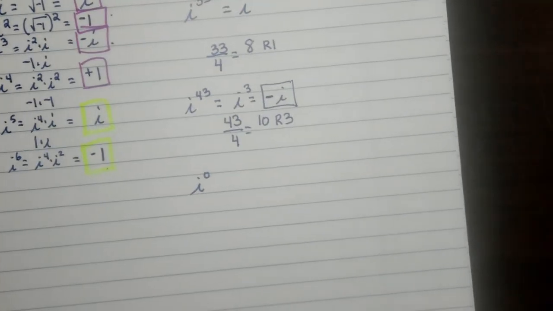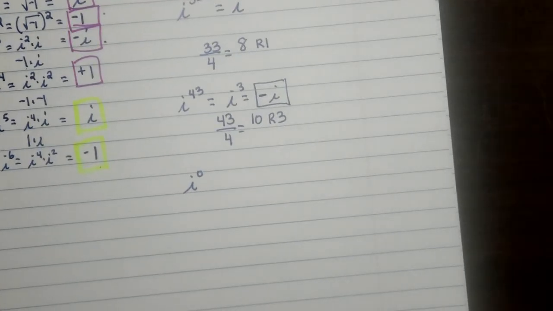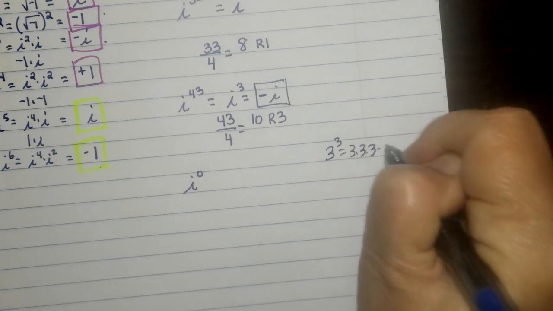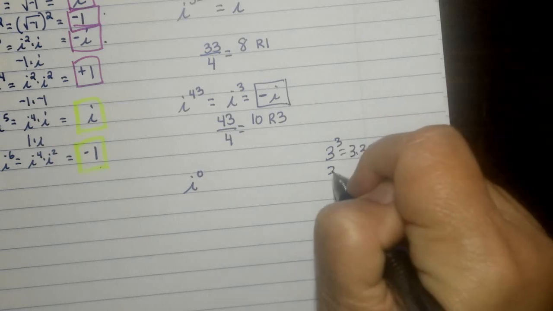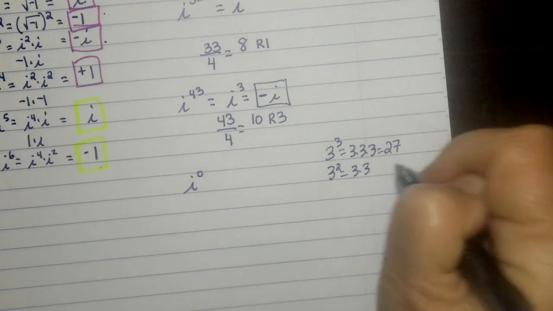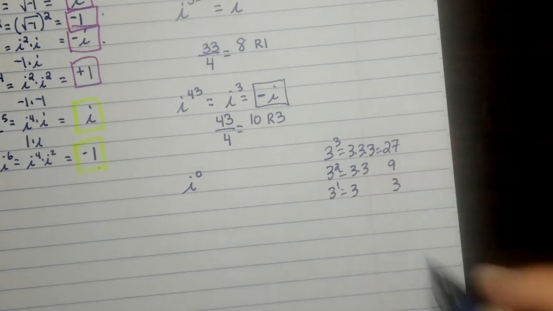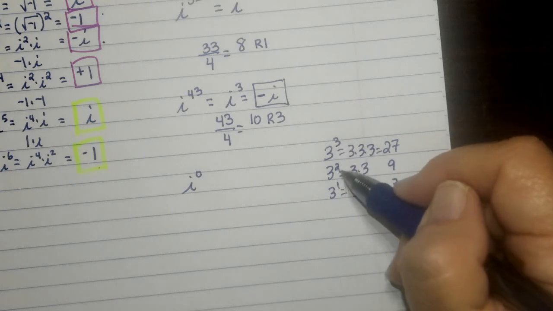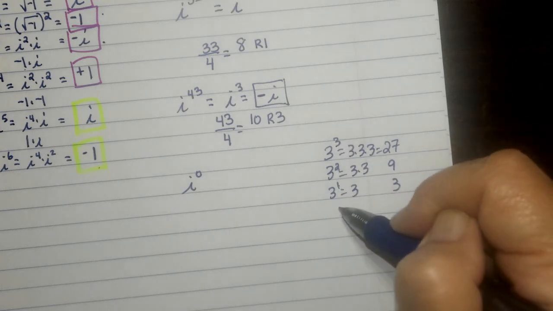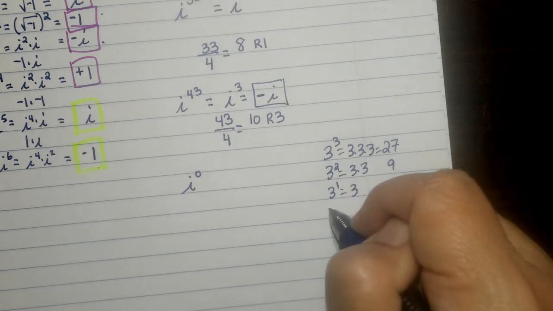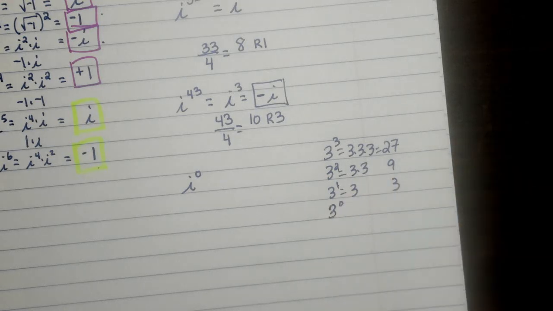Alright, quick review on exponents. Forget about I for a minute. 3 cubed is 3 times 3 times 3, which is 27. 3 squared is 3 times 3, which is 9. 3 to the first power is 3, which is 3. What's happening to my exponents? They're going down by 1, right? So the next one in the pattern has to be 3 to the 0.